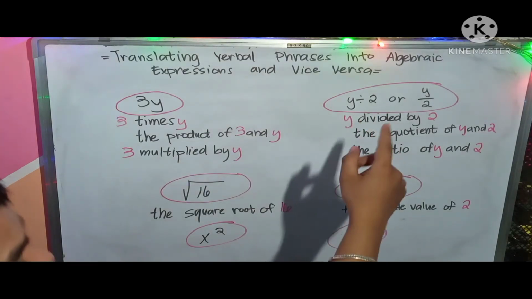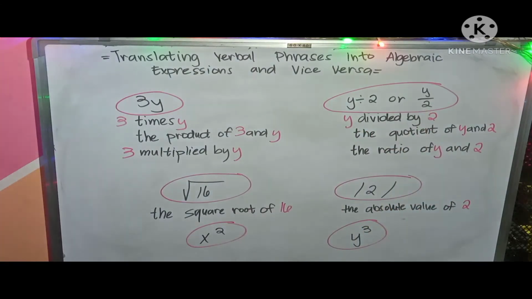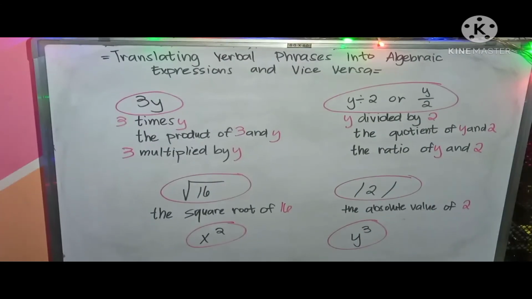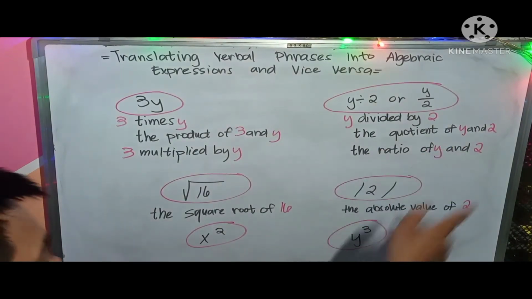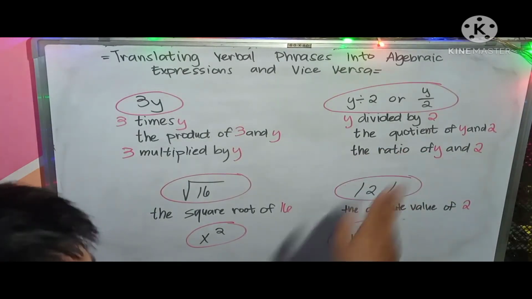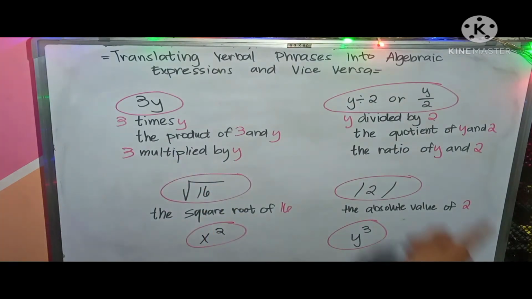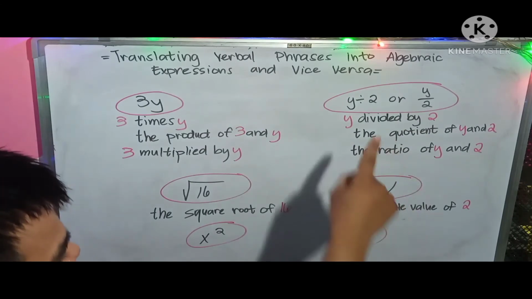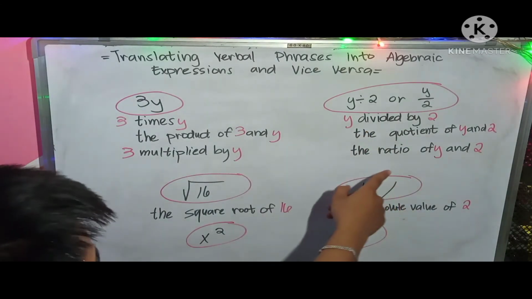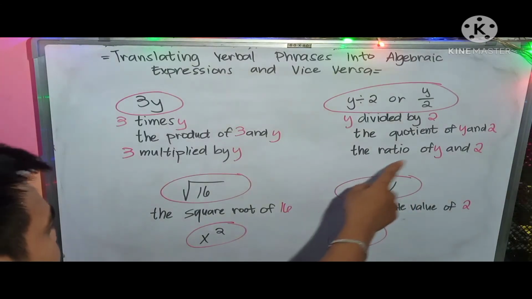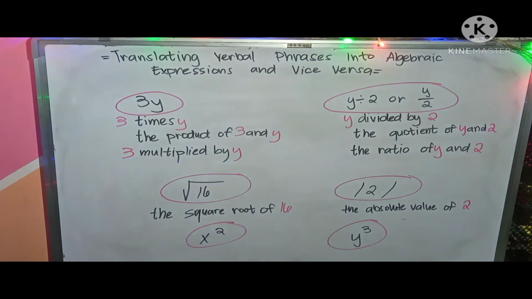Y divided by 2 or y over 2 can be written as y divided by 2. Next is the quotient of y and 2. Bakit the quotient? Kasi division to. Kapag multiplication, ang sagot is the product. Pero kapag division, the quotient of y and 2. And yung last, the ratio. Alam naman natin na ratio, it can be written as into a fraction form. So, the ratio of y and 2. So, wala dyan nababali-baliktad.